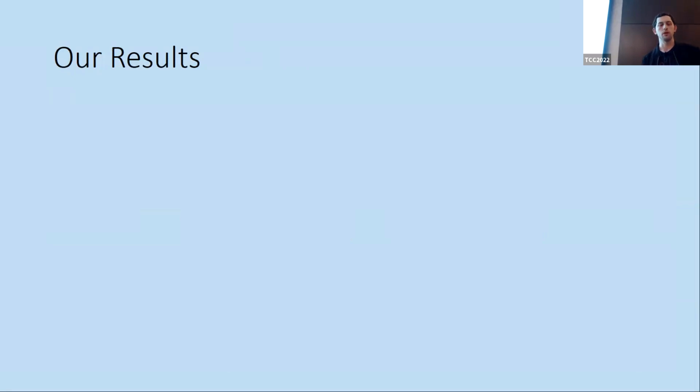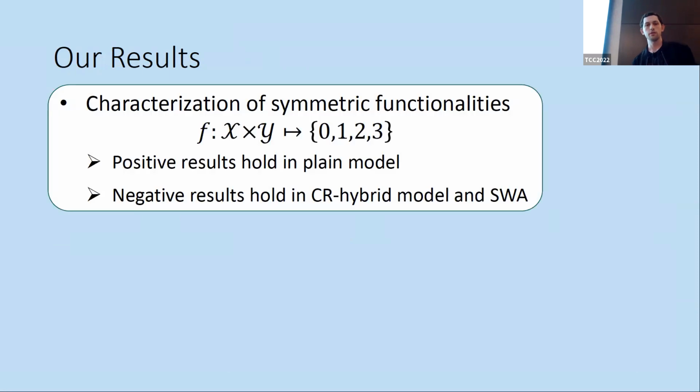So let me talk about what we do in this work. We have two main results. The first result is a complete characterization of which symmetric functionalities with up to 4 outputs can be computed with perfect security. And in fact, the positive results hold without correlated randomness, and our negative results, similarly to the Shai et al. result, hold regardless of the correlation, and it rules out security with abort.